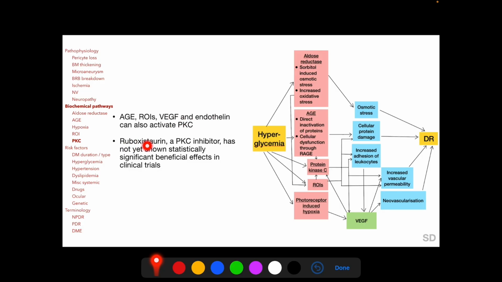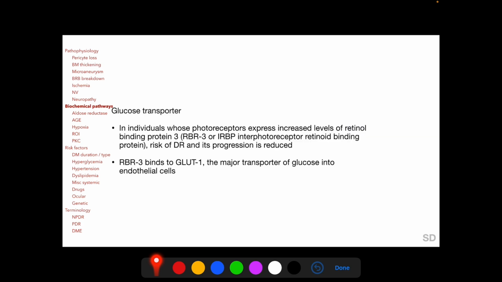But ruboxistaurin, a protein kinase C inhibitor, has not yet shown statistically significant beneficial effects on diabetic retinopathy in clinical trials. Also, individuals whose photoreceptors express increased levels of retinol binding protein 3 have a reduced risk of diabetic retinopathy and its progression, because retinol binding protein 3 binds to glucose transporter 1, which is the major transporter of glucose into the endothelial cells.